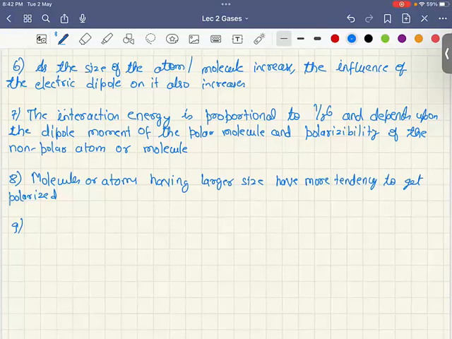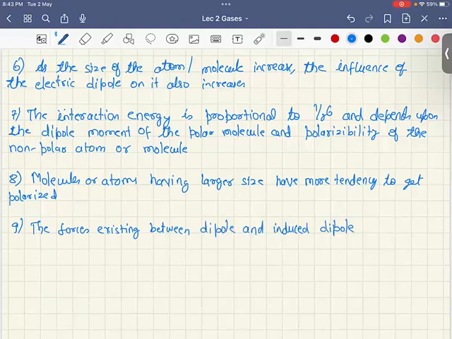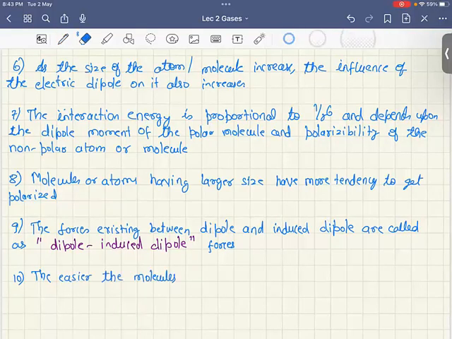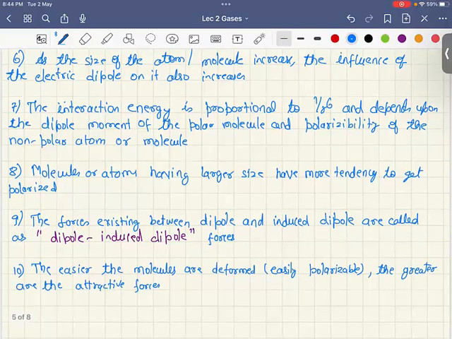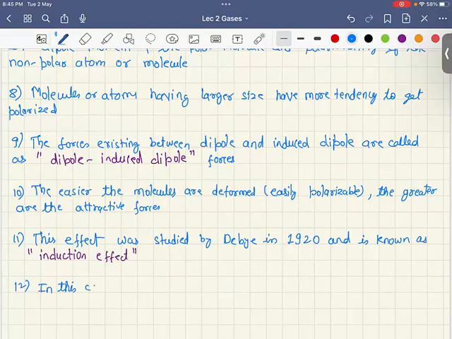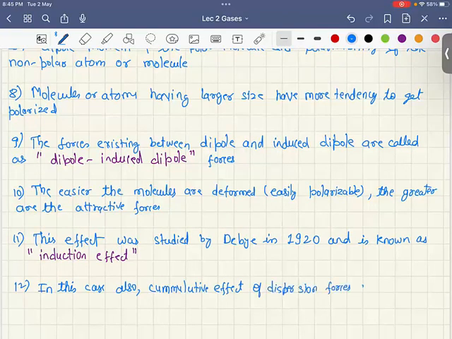And the forces existing between dipole and induced dipole are called dipole-induced dipole forces, right? The easier the molecules are deformed, that is, easy polarizability, the greater are the attractive forces. This effect was studied by Debye in 1920 and is known as the induction effect. In this case also, the cumulative effect of dispersion forces and dipole-induced dipole interaction exists.